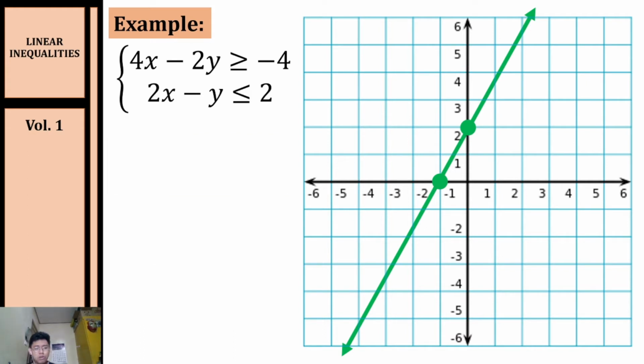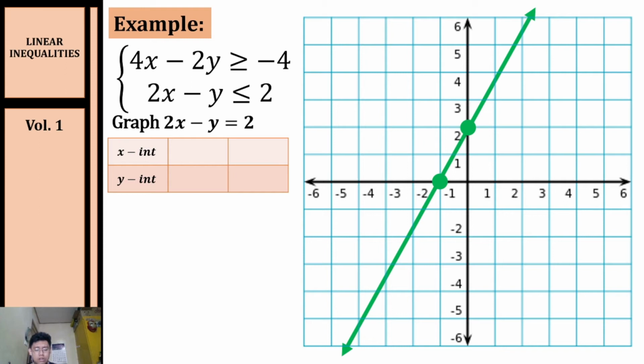Then let's proceed to our next graph. Let's graph 2x minus y is equal to 2. Okay, so let's use the intercept method. Let's get the x and the y-intercept. So let's start first with our x-intercept. Let's change our y variable to 0. We will have 2x is equal to 2. Let's solve for the value of x by dividing both sides by 2. X will be equal to 1. So our x-intercept will be located at 1, 0.